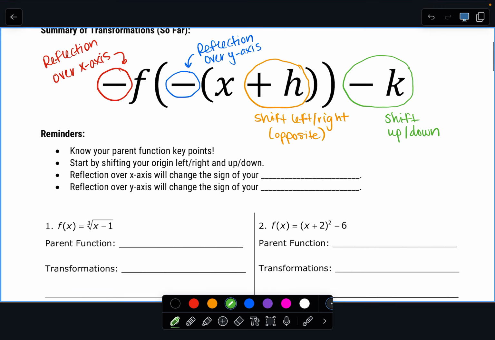Big thing to remember, reflection over x-axis will change the sign of your y values, and reflection over the y-axis will change the sign of your x values. Just if you happen to not have your foldable handy, I like to keep that there. We will always start by graphing our origin and moving it. So I have a little disclaimer here. I know a lot of the graphing that you did in Algebra 1 may have been done in the calculator. Every single graphing problem that you do in this class is by hand. So that is why you have to know these key points. That's why I emphasize that filling out your foldable and having these points handy is important.